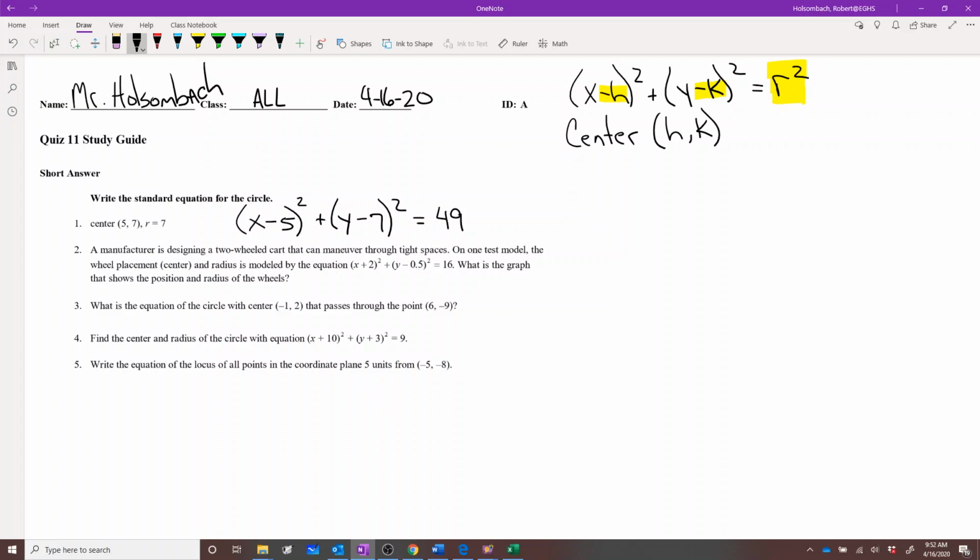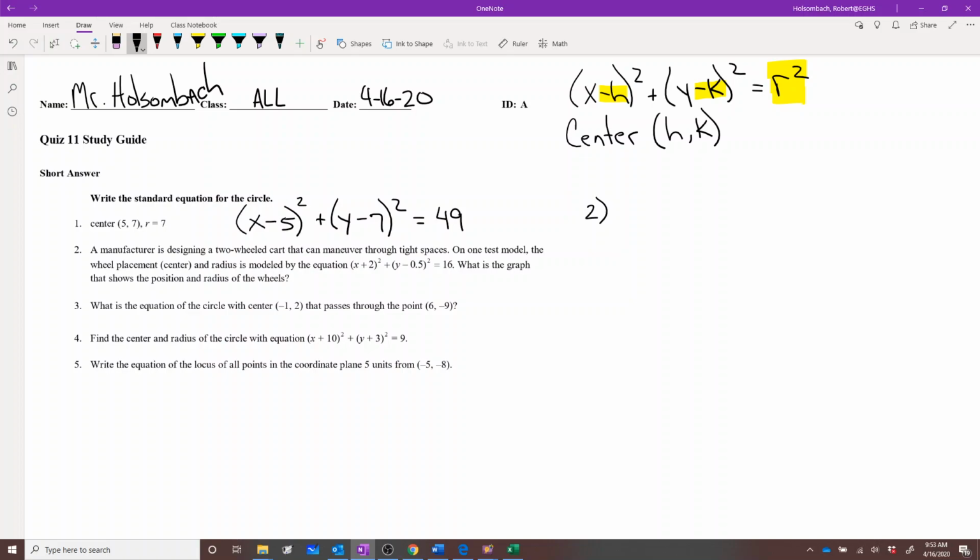In problem number 2, a manufacturer is designing a two-wheeled cart that can maneuver through tight spaces. On one test model, the wheel placement, center, and radius is modeled by the equation (x + 2)² + (y − 0.5)² = 16. What is the graph that shows the position and radius of the wheels?